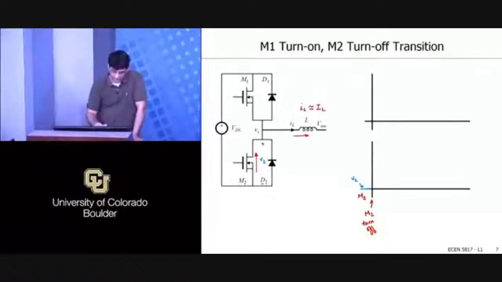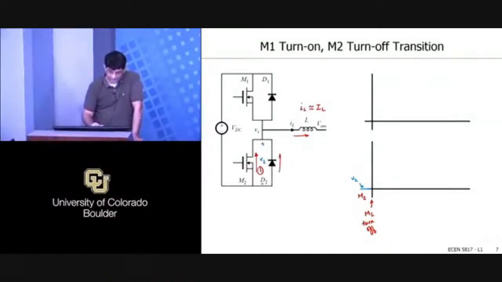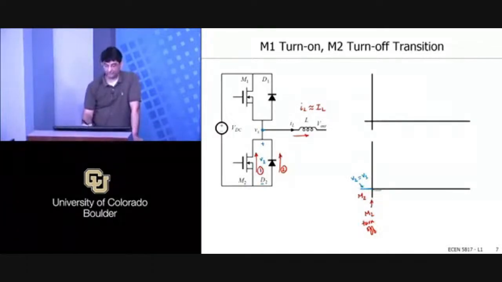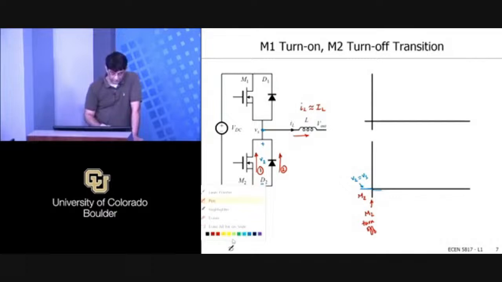So we start with this, and then the next thing that's going to happen is, because the current can't go anywhere, M1 is turned off, it can't flow backwards through D1, so the only place for the current to go will be through D2. And if you wanted to take into account the forward drop of D2, then this voltage V2, which is also the same as voltage Vs, is essentially going to become negative by the amount of the forward drop of D2. So here now what we have is D2 just turned on.